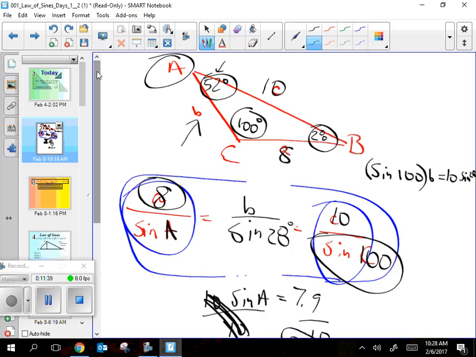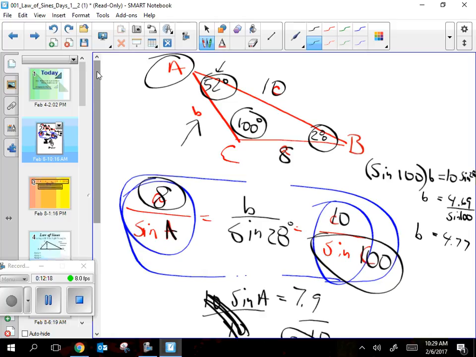I get 4.69 for sine 28. Can anybody verify that? All right. And sine of 100b, I got to now multiply or divide both sides by sine of 100. So now I'm going to take 4.69 and divide by sine of 100. 4.77. Raise your hand if you had the same thing as I did. Okay, cool. All right, that's how you use the law of sines.